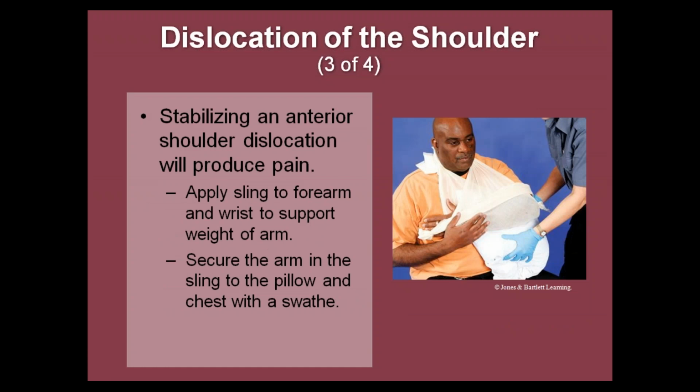Stabilizing, again, sling and swath. You might have to put extra padding underneath the arm, between the arm and the body, because of positioning. So I think with this, they might have a pillow. If you've seen anybody who has had shoulder surgery, they have that sling, and then there's that extra pad that goes underneath, trying to keep a more neutral position for that shoulder joint.